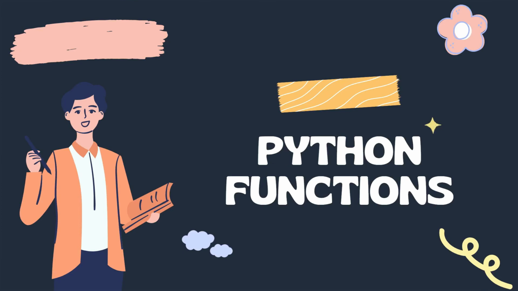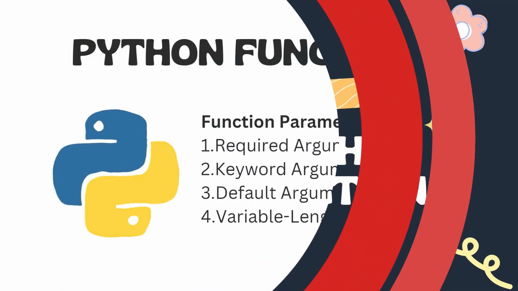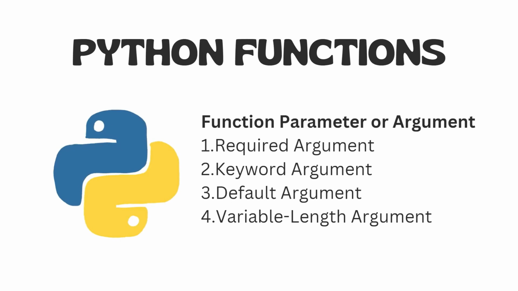Now we're going to discuss Python functions. So what is a function? A function is a block of code which only runs when you call it. When you pass data into the function, that's called a parameter, or you can say an argument. Based on the function parameter or argument, you can divide them into 4 types. First one is the required argument. Second one is called the keyword argument. Third one is called the default argument. And the final one is called the variable length argument. We are going to discuss the 4 types of function parameter and argument next.